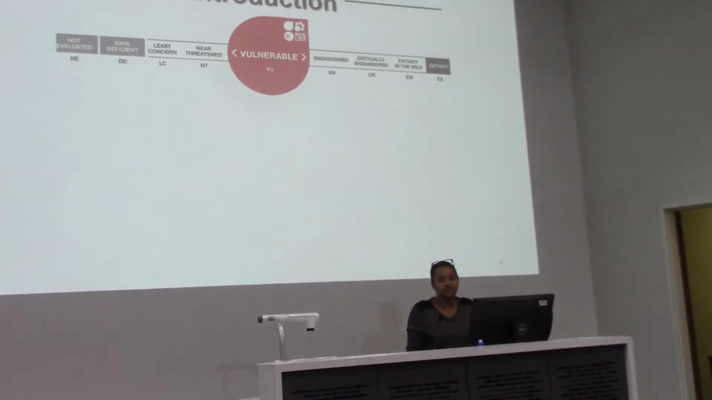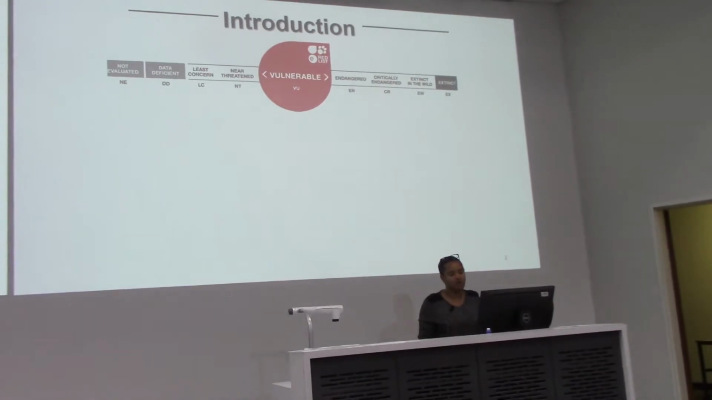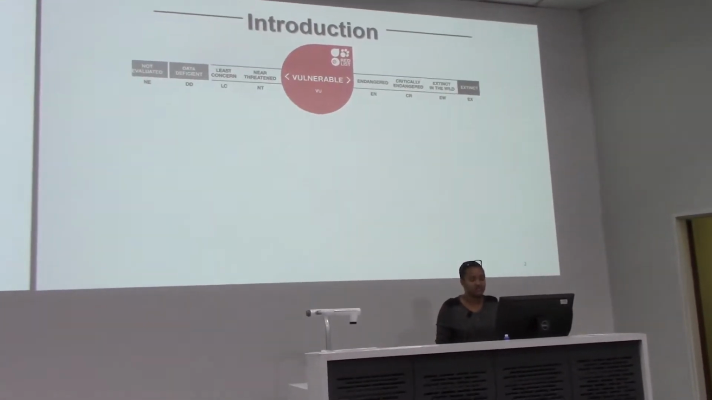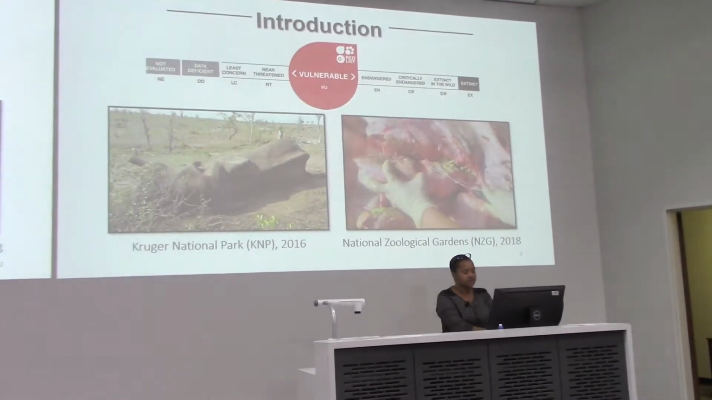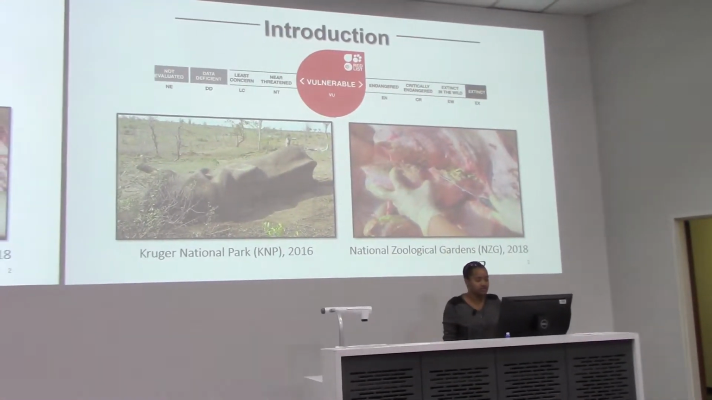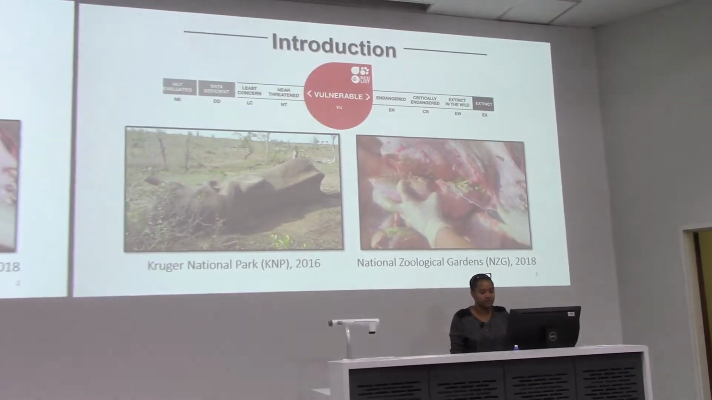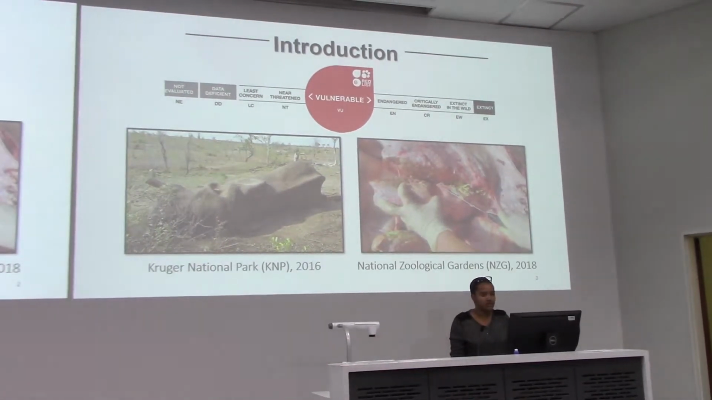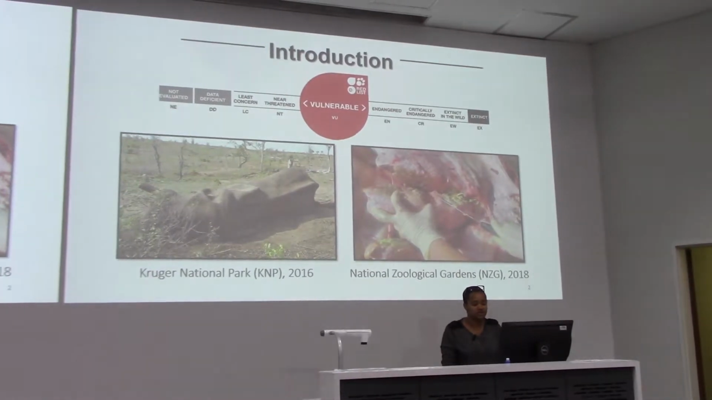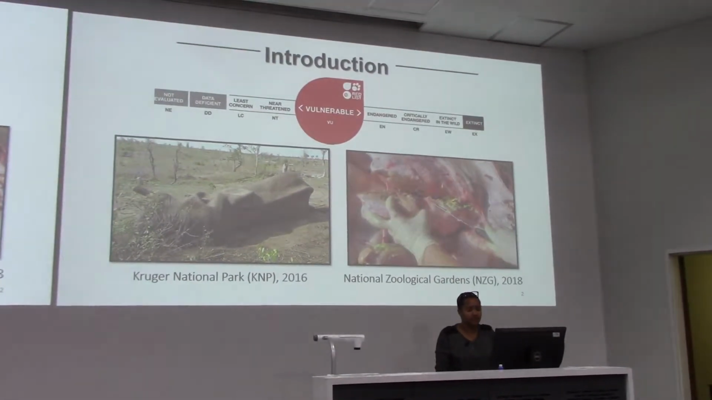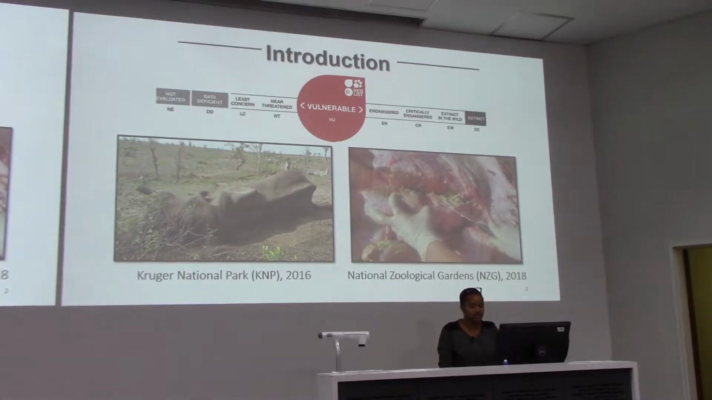Due to habitat loss and human-animal conflict, the IUCN Red List has listed African elephant populations as vulnerable. With the fatal case of M. tuberculosis in an African elephant in Kruger National Park in 2016, as well as in the National Zoological Gardens in 2018, there's been an increase in efforts to discover what the role of disease is in these African populations.